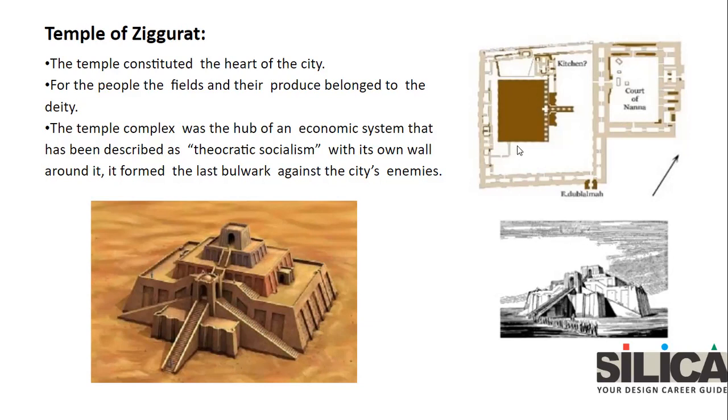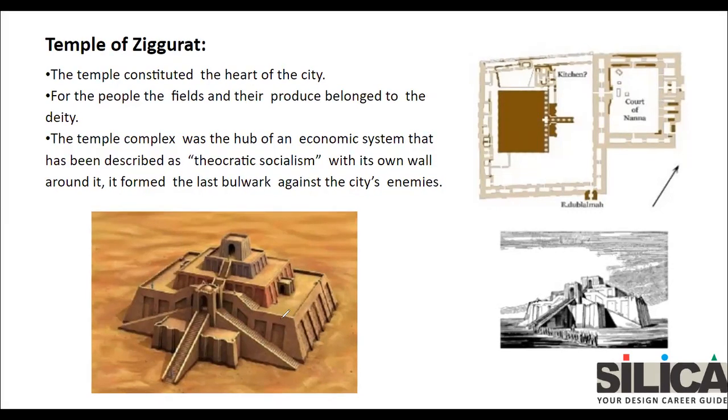So this one is a typical structure of a ziggurat. We can see the pyramidal stepped structure, with a three-sided entryway by lots of steps, and this one is a typical plan of a ziggurat.